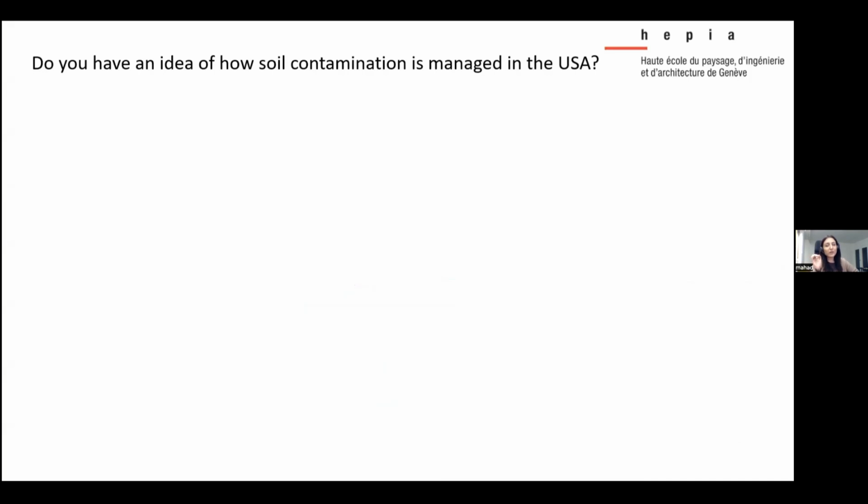So do you have an idea of how soil contamination is managed in the United States? You can say yes or no, or what do you imagine, how we manage soil contamination in the United States? Do you have an idea? Could you please write that in the chat? I cannot see it. Put it in the chat. My guess is that we don't.